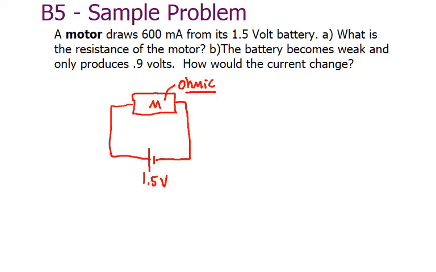So let's draw a circuit here. We have a cell. This is how we draw a cell, a long side and a short side. The long side represents the positive terminal. The short side is the negative terminal, and we have an ohmic motor, we'll say. It draws 600 milliamps, with a 1.5 volt battery. We're going to find the resistance of the motor. And then for part B, the cell becomes weak and produces only 0.9 volts. How would the current change?